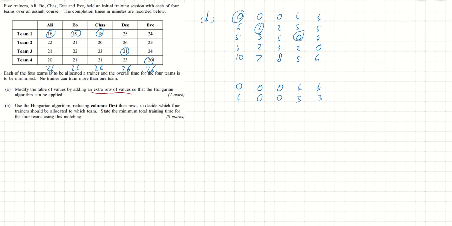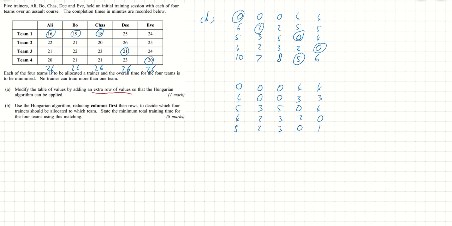Third row, the smallest value is 0, so subtracting that away will not change anything. The fourth row, we have a 0 again, so subtracting that will not change anything. And now the last row, 10, 7, 8, 5, 6, the smallest value is 5. So take that away: 10 minus 5 is 5, 7 minus 5 is 2, 8 minus 5 is 3, 5 minus 5 is 0, and 6 minus 5 is 1.